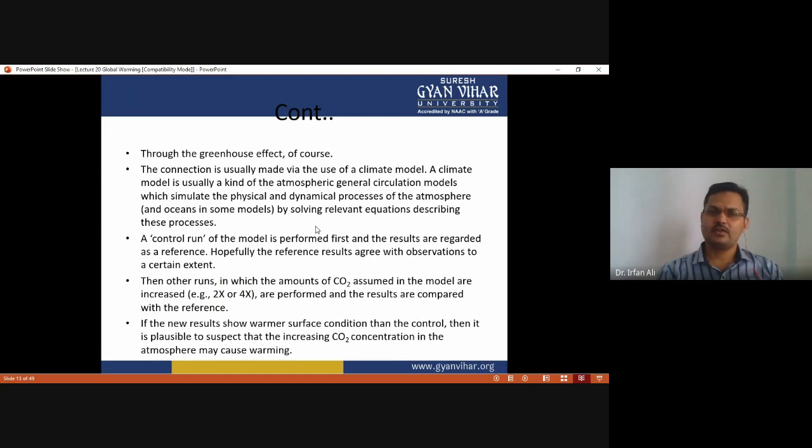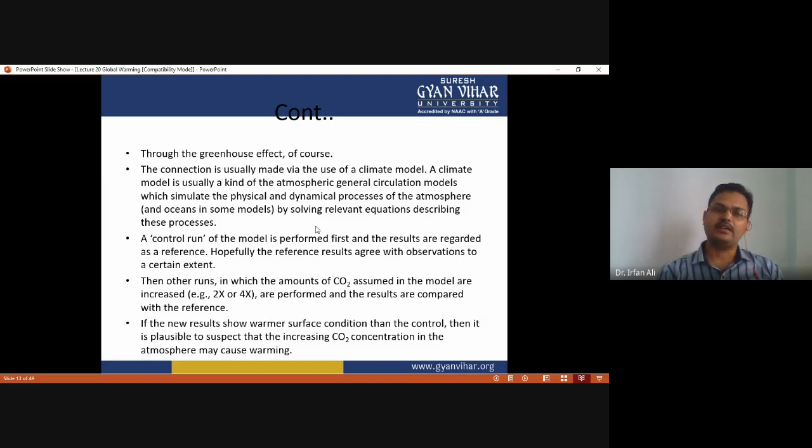Through the greenhouse effect, of course, the connection is usually made by the use of a climate model. A climate model is usually a kind of atmospheric general circulation model, which simulates the physical and dynamical processes of the atmosphere. By solving the relevant equations describing these processes, it clearly indicates that carbon dioxide contributes to global warming. A control run of the model is performed first, and the result is regarded as a reference, and hopefully the reference result agrees with observation to a certain extent.